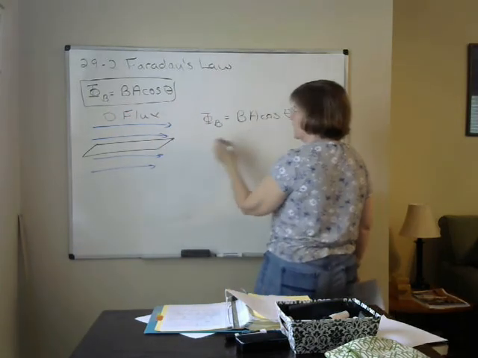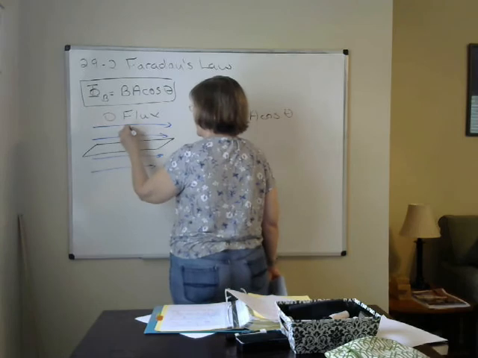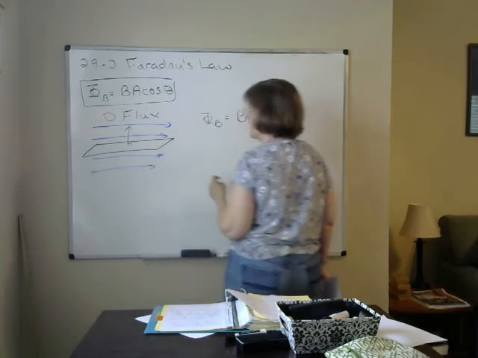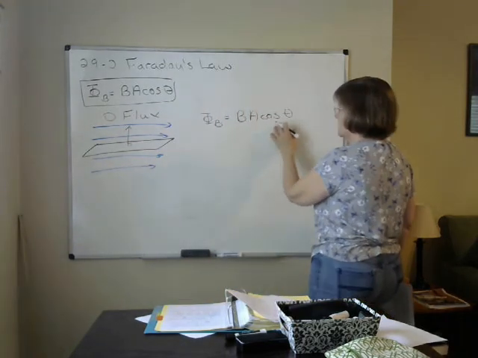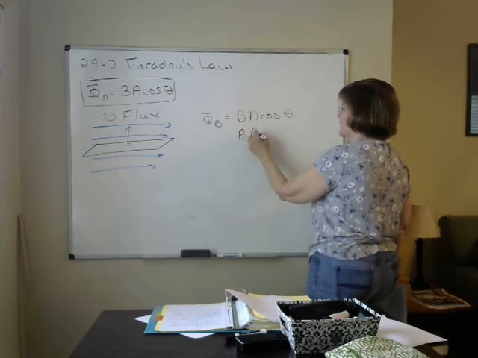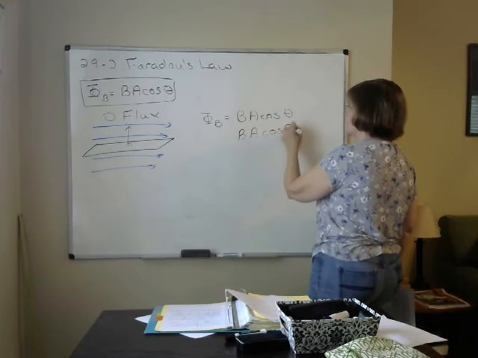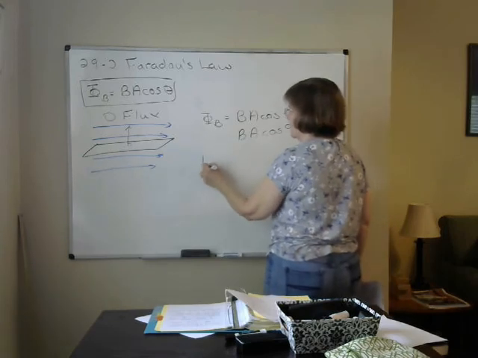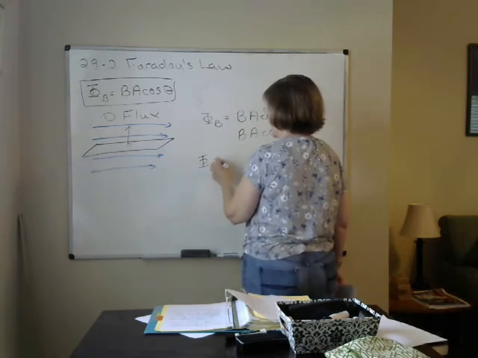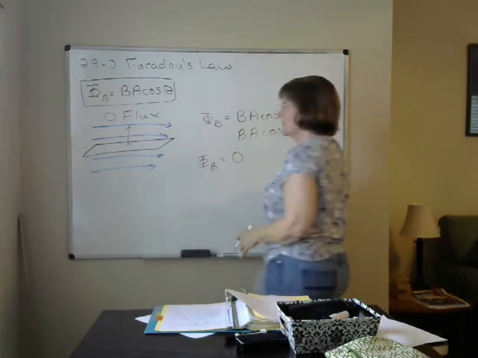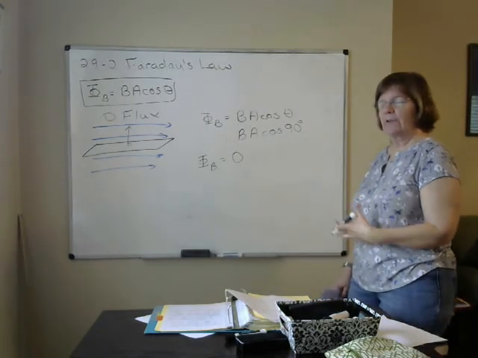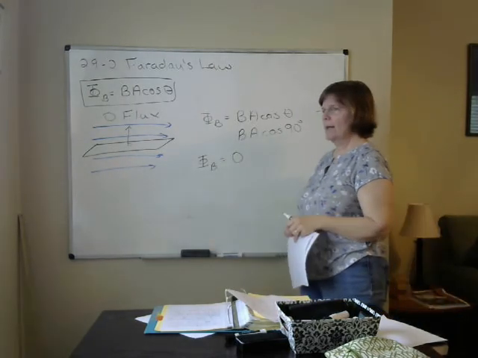Because now when we draw our normal, you can see that the normal is perpendicular to B. This is going to be cosine 90, and we know that cosine 90 degrees is 0. But we can see it too. There aren't any lines of magnetic flux that are actually passing through that area.